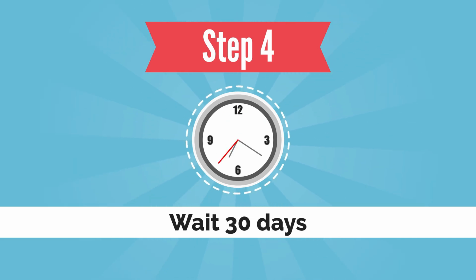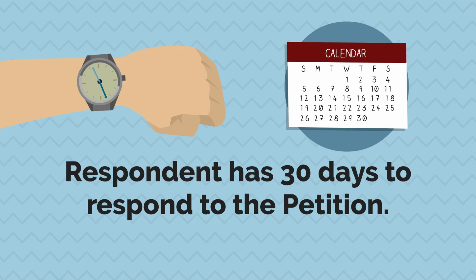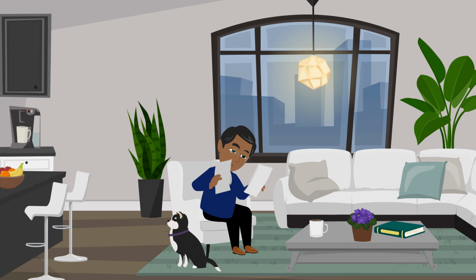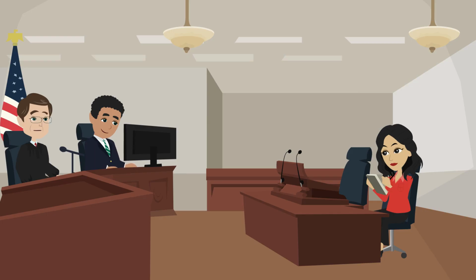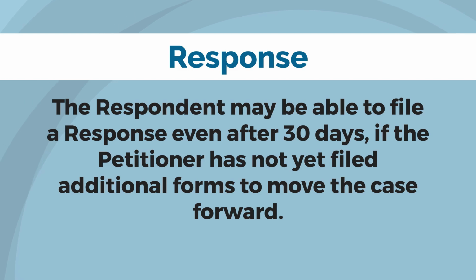Step 4 is to wait 30 days from the date the documents were delivered to the other party. The person who received a copy of the filed documents is also referred to as the respondent. The respondent has a minimum of 30 days from the date that they received the forms to respond to the case by filing a response document. If the response document is not filed, the petitioner can file additional forms to move the case forward without the respondent's participation. If the respondent does not file a response within 30 days, they may still be able to file a response if the petitioner has not yet completed additional forms to move the case forward.